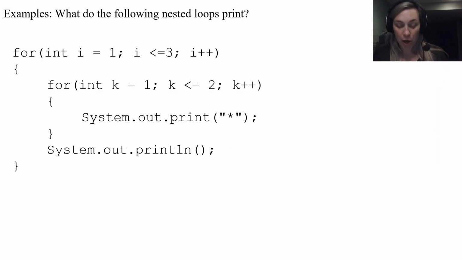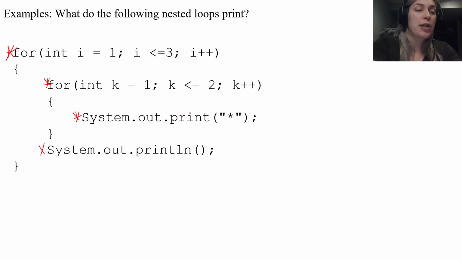Okay, so we're going to go through 4 examples that just ask what is printed. What do the following nested loops print? So you can see here, these are 2 nested for loops. I have my outer loop here, my inner statements, and my outer statements.